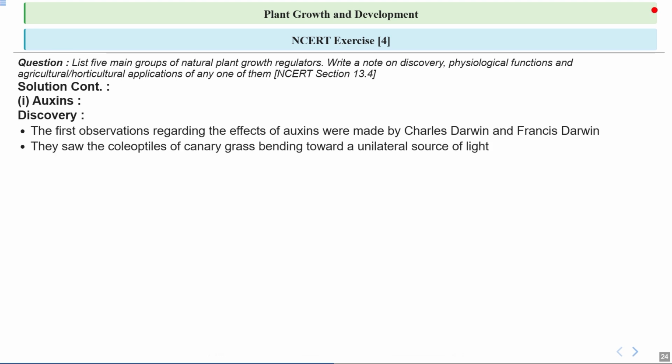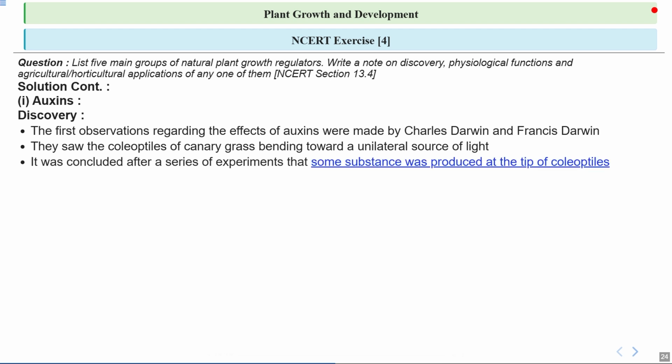They observed that the coleoptiles of canary grass would bend toward a light source. This bending is a visible response that plants make to optimize their exposure to sunlight. After several experiments, they concluded that some substance was produced at the tip of the coleoptile. This substance was responsible for signaling the plant to bend toward the light. It's like the tip is the command center, sending instructions to the rest of the plant.